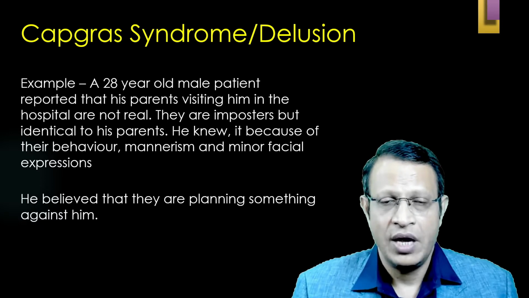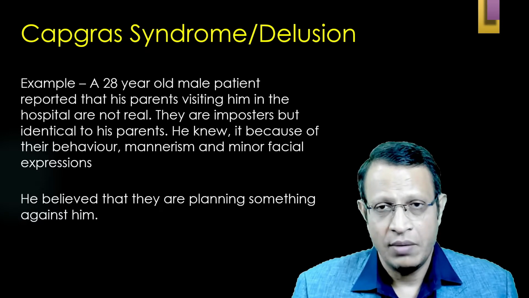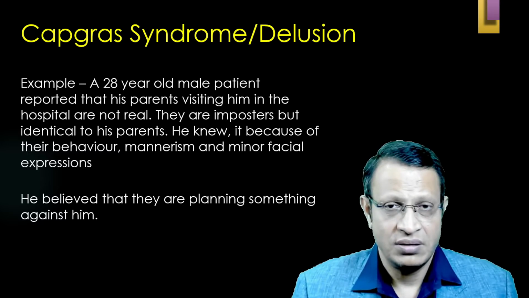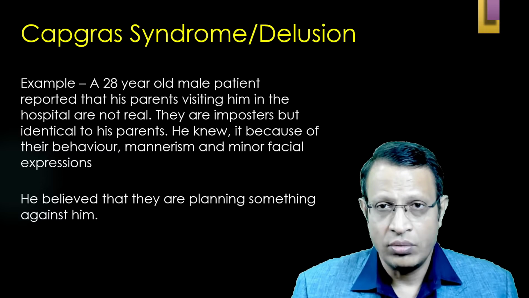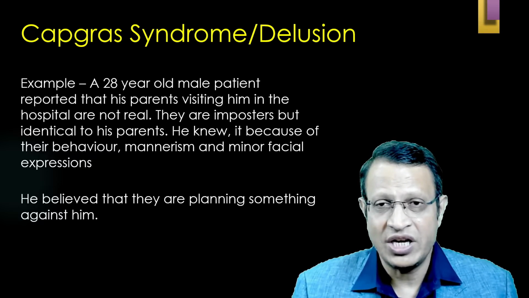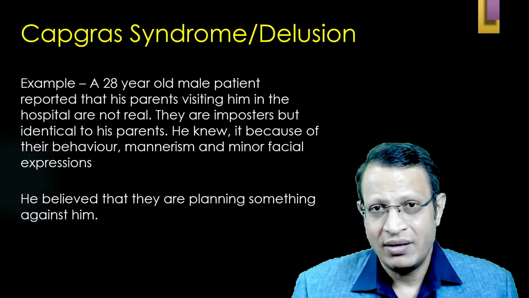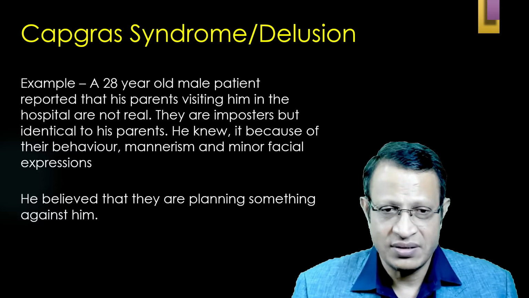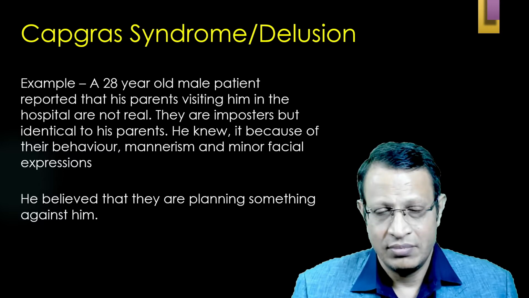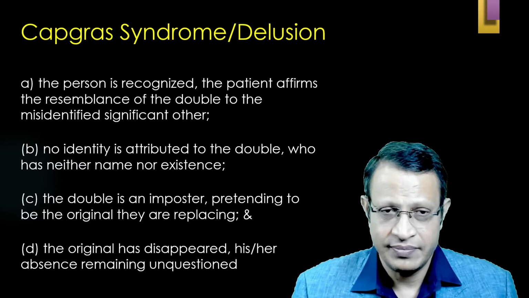For example, a 28-year-old male patient reported that his parents visiting him in the hospital are not real. They are impostors. They are identical to his parents, but they are persecutors. He knew because their behavior, their mannerisms, and minor facial expressions were different from his family members. He believed that they are planning to kill him. That is Capgras syndrome, my dear friends.